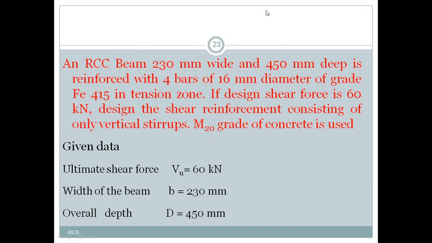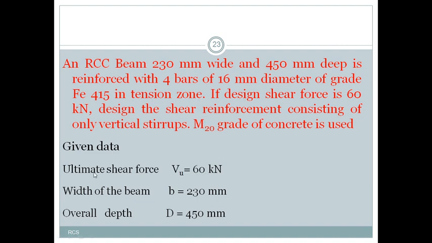So the whole meaning of this problem is, for given B and D and provided area of steel and given grade of concrete and grade of steel, we have to calculate the shear reinforcement, the spacing and amount of shear reinforcement. The form of shear reinforcement provided in this problem is only vertical. But this vertical stirrup should resist the design shear force of 60 kilonewtons.